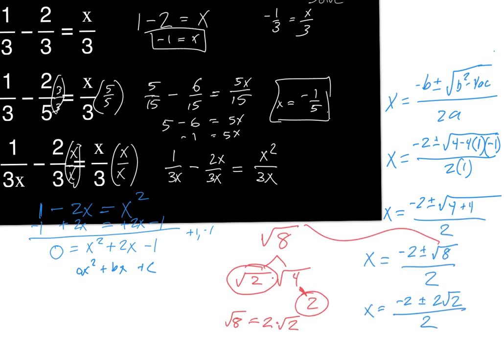That's a whole bunch of 2's. Always looking, can this reduce? Do all parts of the fraction have anything in common? Yes, they do. Negative 2 can be divided by 2. 2 can be divided by 2. Final answer, x equals negative 1 plus or minus the square root of 2.